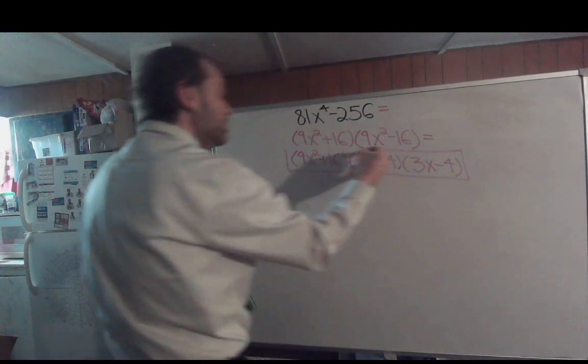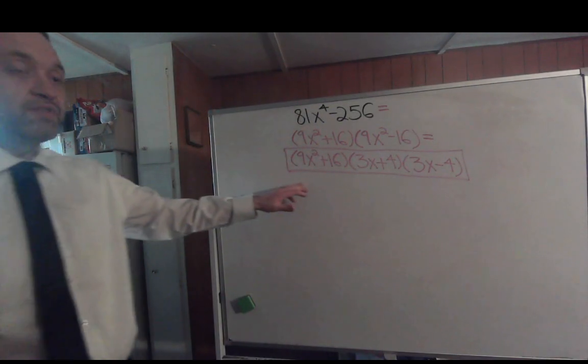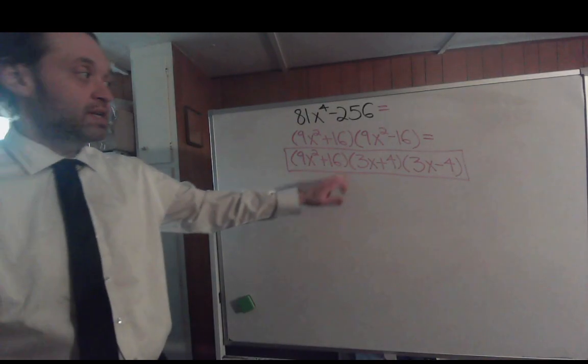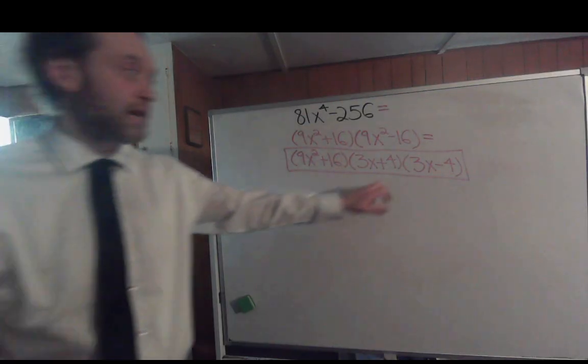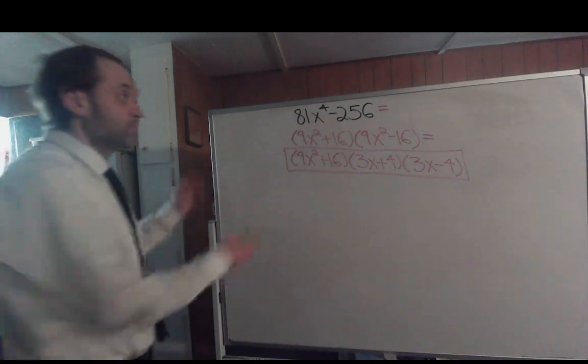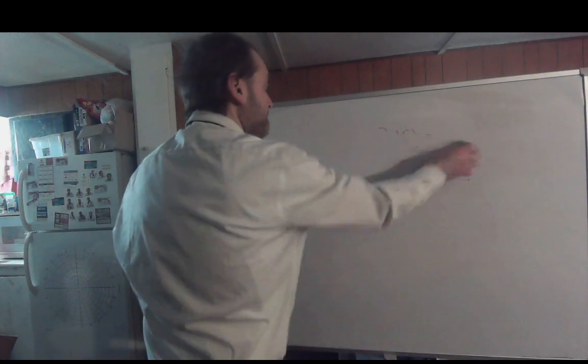So that would be the complete factorization of 81x to the 4th minus 256. It would be 9x squared plus 16, that quantity times 3x plus 4 times the quantity of 3x minus 4. All right.